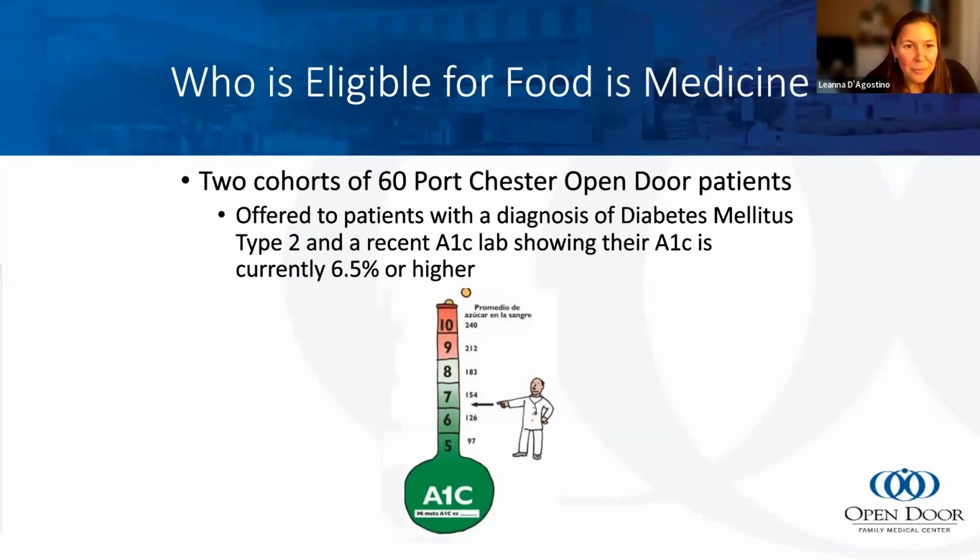So transitioning to Food is Medicine and who is eligible. In July of 2023, we started our Food is Medicine program at Open Door. Food is Medicine is under the umbrella of the Green Thumb program, but it's offered specifically to patients who have a diagnosis of type 2 diabetes, as defined by an A1C lab test of greater than 6.5%, and the lab test has to have been taken within the 3 months prior to the start of the program.